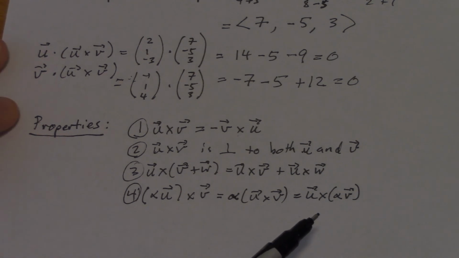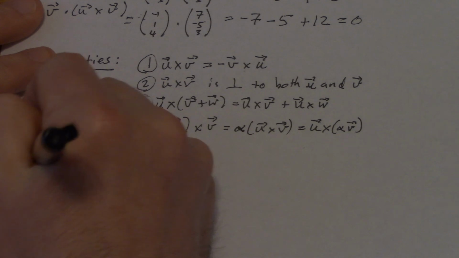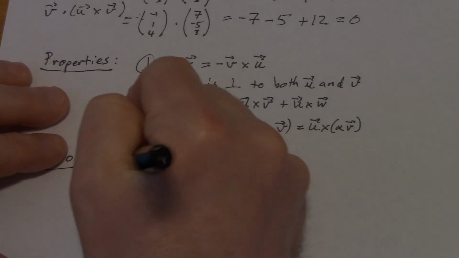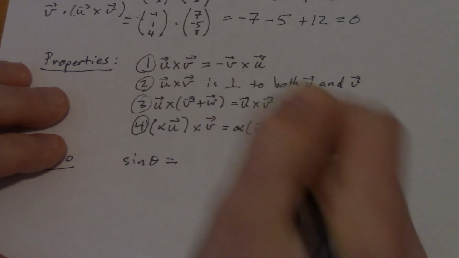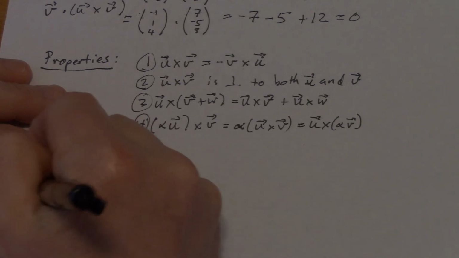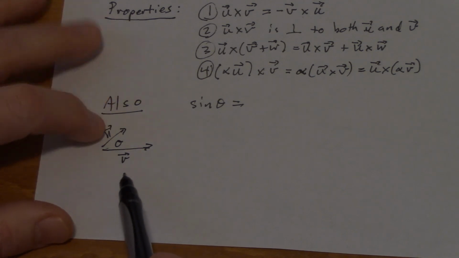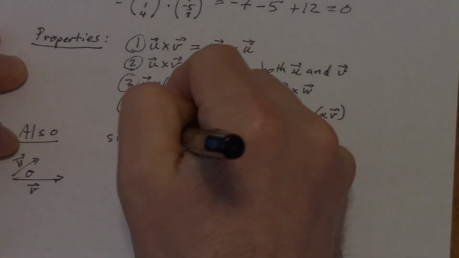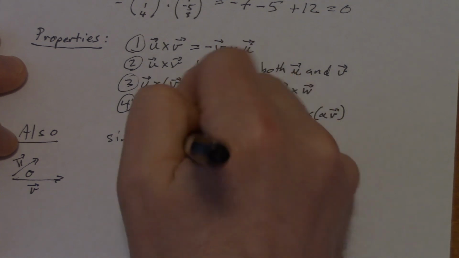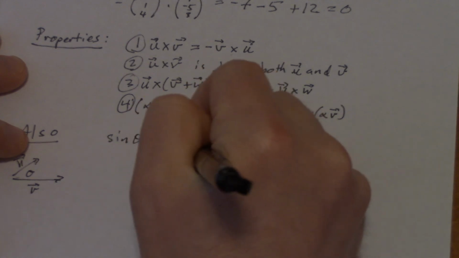Okay, so just like the dot product, this one has a lovely trig relationship. We need to know that the sine of theta, where theta is the angle between two vectors, so I'm thinking of a picture that looks like this, like before. Sine of theta is the magnitude of u cross v, and once again it doesn't matter which one I do first because of that magnitude, over the magnitude of u times the magnitude of v.